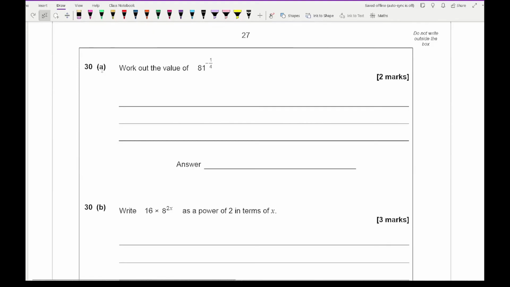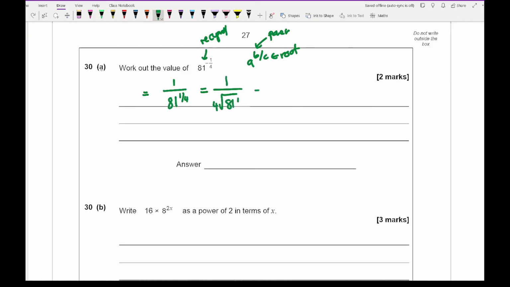Then moving on to question 30, A, it says work out the value of 81 to the power of minus a quarter. Well, when you've got your fractional power, the bottom number is the root, and the negative basically means the reciprocal. So what this then turns into is 1 over 81 to the power of a quarter, which then becomes 1 over the fourth root of 81 to the power of 1, and that then becomes a third.